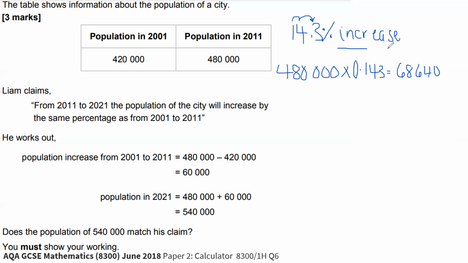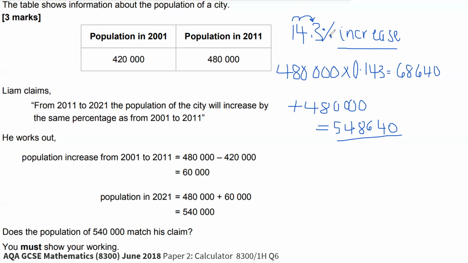And then because it's a percentage increase, we need to add this to the current population in 2011. So if we do that, we're going to add 480,000 to this number that we've got here, 68,640. And if we do that, we're going to get 548,640. So hopefully you realise this is exactly the same answer that we got for the previous part. We've just done it in 2 steps rather than 1, so just added this at the end, but it will give you exactly the same answer.